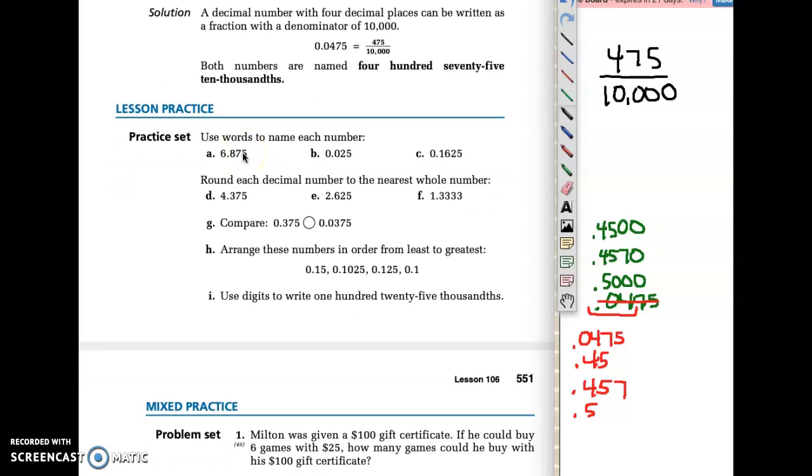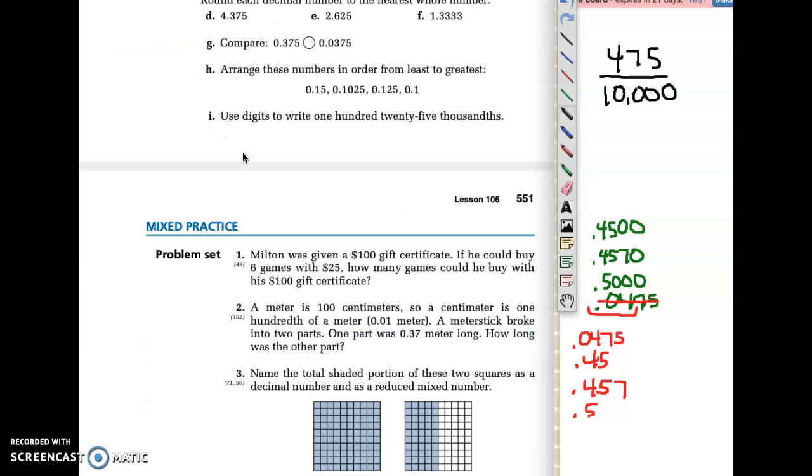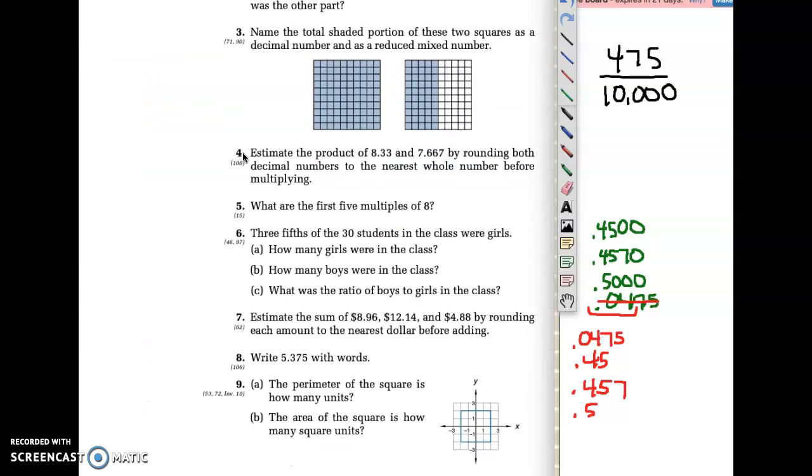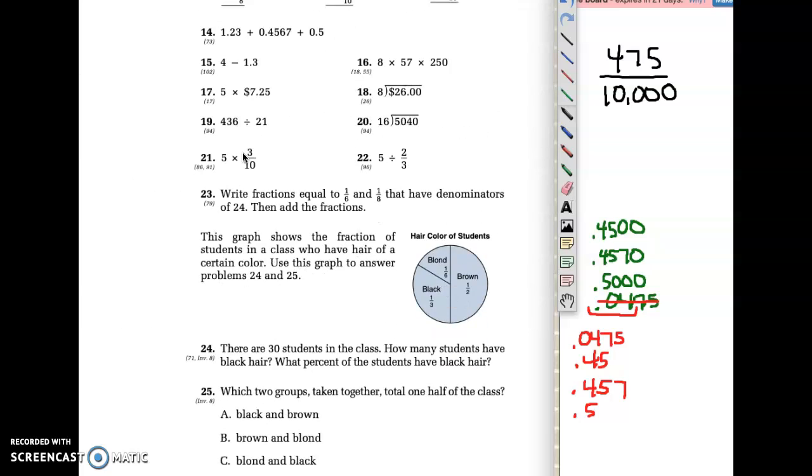So guys, go ahead and do your lesson practice, get it all checked by a parent, and then do your mixed practice. And that is the lesson for today.